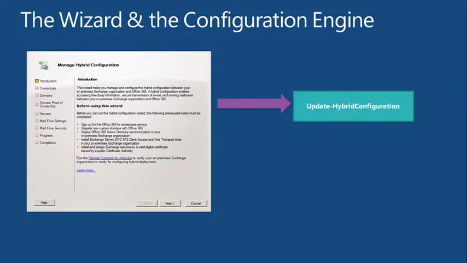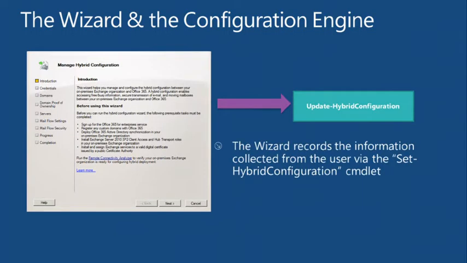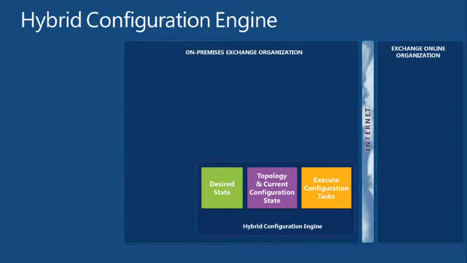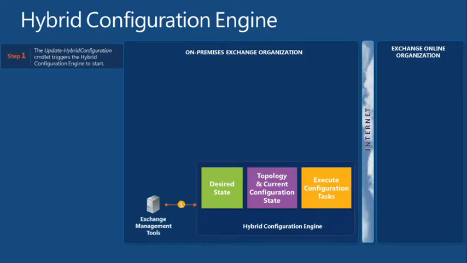So all the clever stuff's inside this commandlet. We call the commandlet the hybrid configuration engine. It's essentially set up for the cloud. And so in this next slide, we look at the things that this engine does.